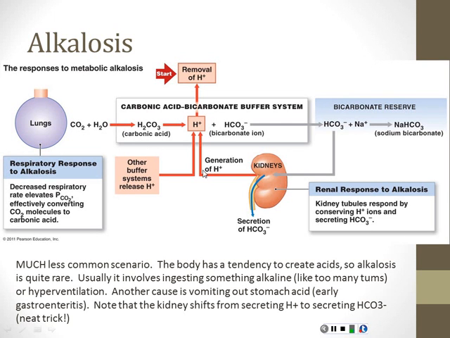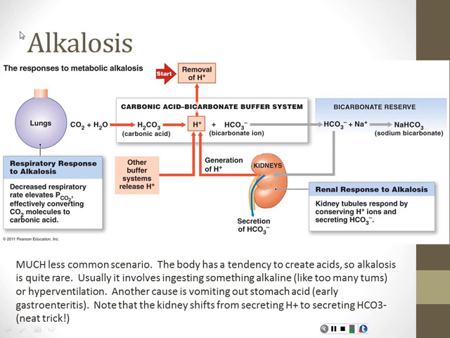At the kidney, we see, instead of hydrogen ion secretion, we see bicarbonate secretion. So the kidney can switch what it does. If there are too many hydrogen ions around, it excretes those. If there's too much bicarbonate around, which is what this would cause, an elevated bicarbonate level, then the kidney gets rid of that as well.